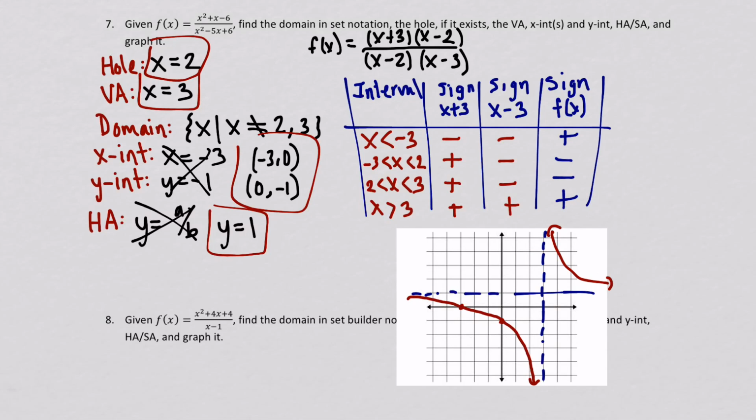And the last thing I need to worry about is that hole, right? There's a hole at x equals 2. So x equals 2, right here, there's supposed to be a hole. So I'm going to erase this little piece right here to leave a hole in its place. Like that. There's your final graph.